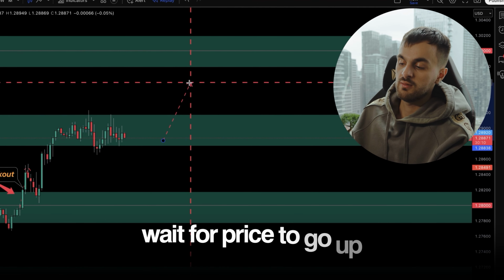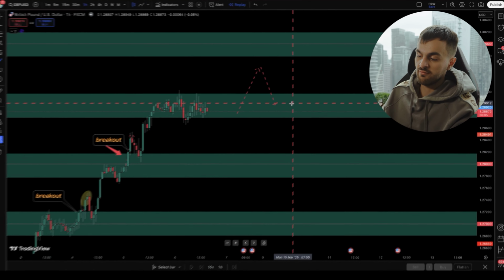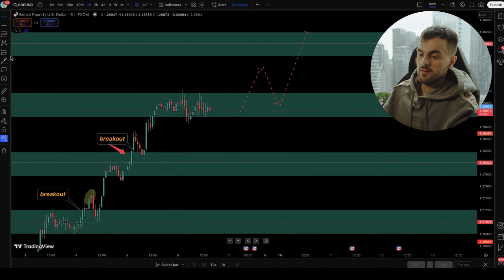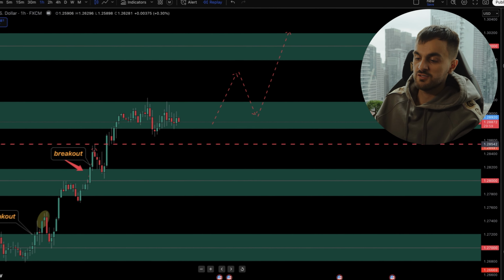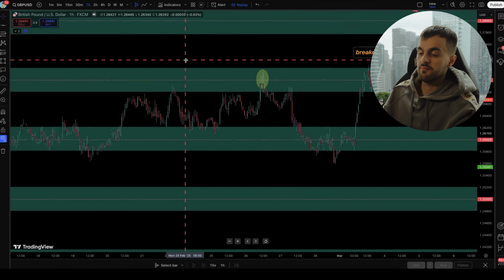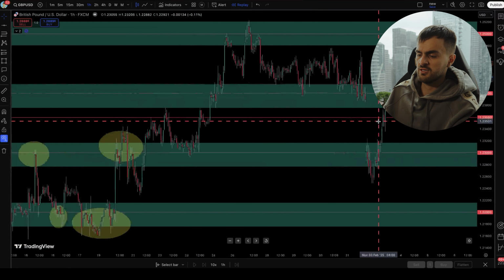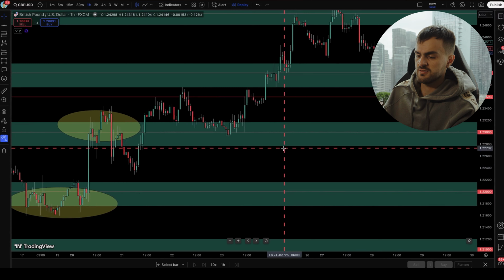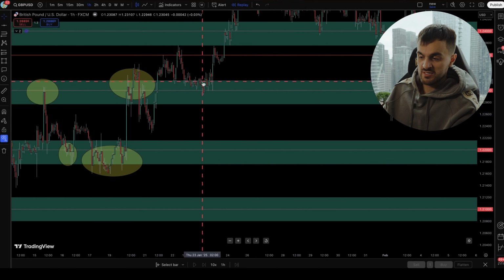Wait for price to go up, break above the resistance, come back to retest the breakout level that it goes through. So when it comes down to breakouts and strategy, trending market is key, because you could see this has been trending up. So any breakout really that we look at on this chart, there's a lot of them. There's even some down here, for instance, like here you have a breakout that gets above a high, retests it.